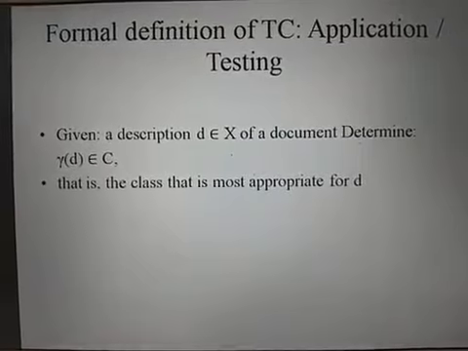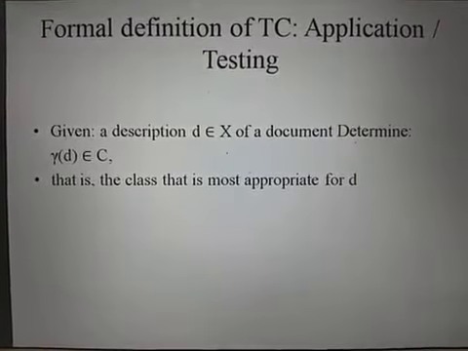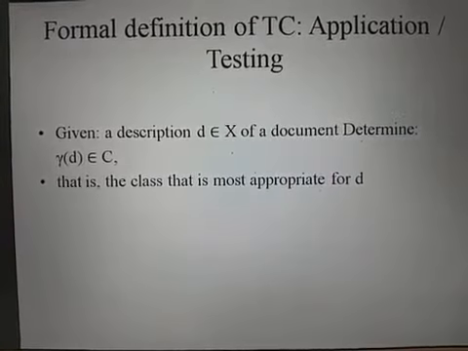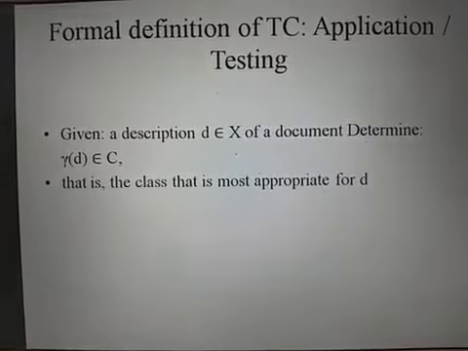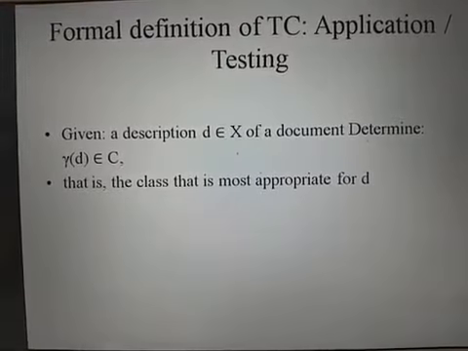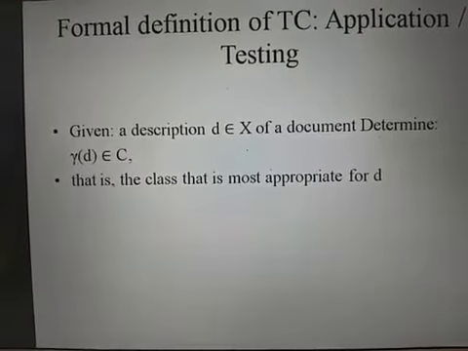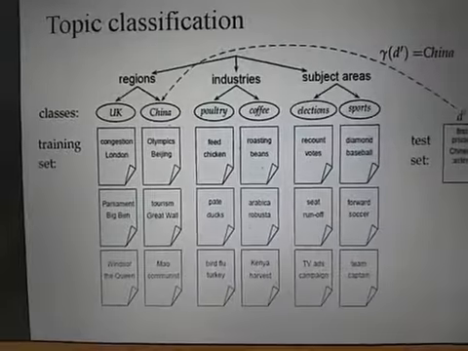So for the application and testing process, we are given a small d that belongs to X, the document space, and we determine gamma of d, that is, which class in capital C it belongs to. That means small d, a particular document, belongs to a set of document classes. That is the class which is appropriate for d, and that is what we have to find out.